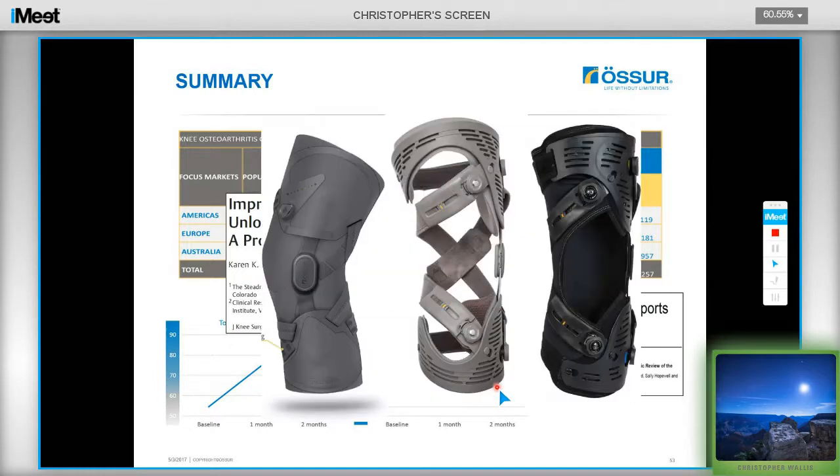But we've got braces that can manage all components of meniscal injuries, whether it's an acute injury, a degenerative injury, whether it's conservatively managed, whether it's surgically managed. And then we've also got these braces that are clinically proven for the management of osteoarthritis.